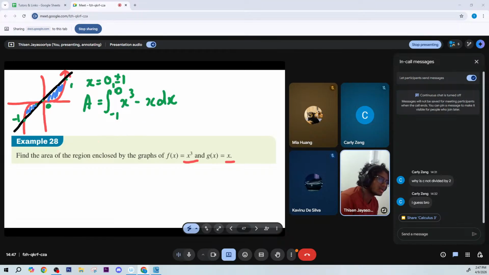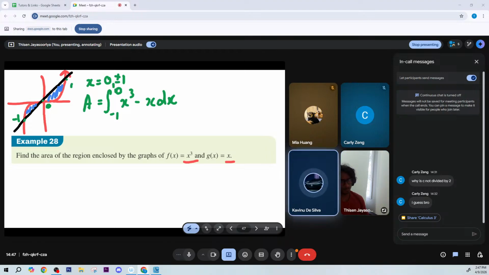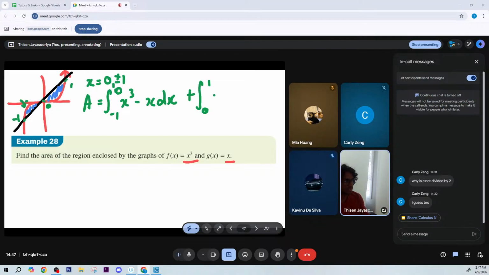Kavini, why can I not just write it from -1 to 1? Why am I writing from -1 to 0? Because there's no area at 0. At 0, it's 0. Does that make sense? No. It's because the top function changes. Originally, x cubed is the top function, and x is the bottom one. But then, when we switch over from 0 to 1, the function changes. Now it's x take away x cubed dx.